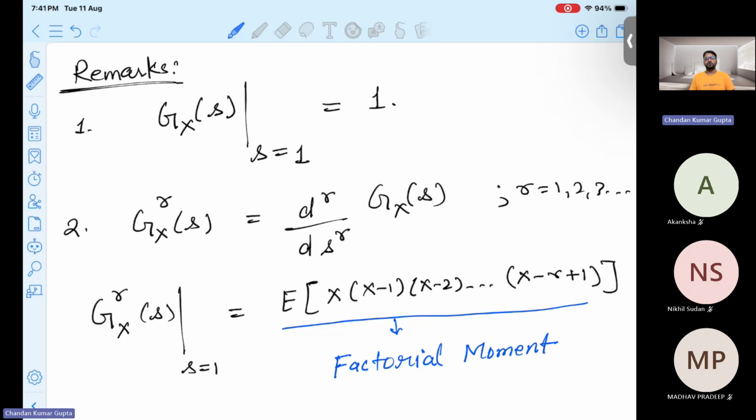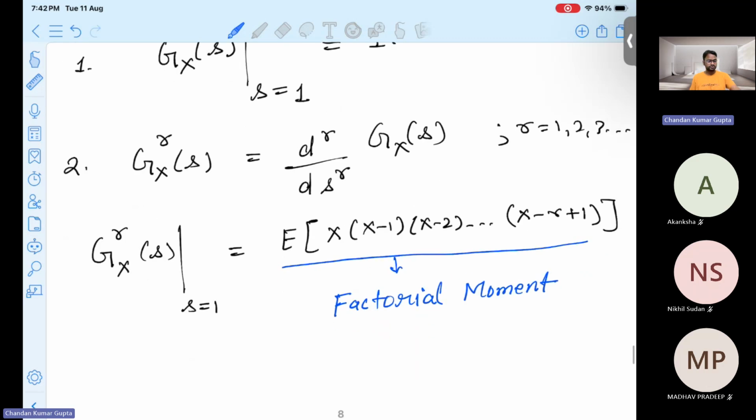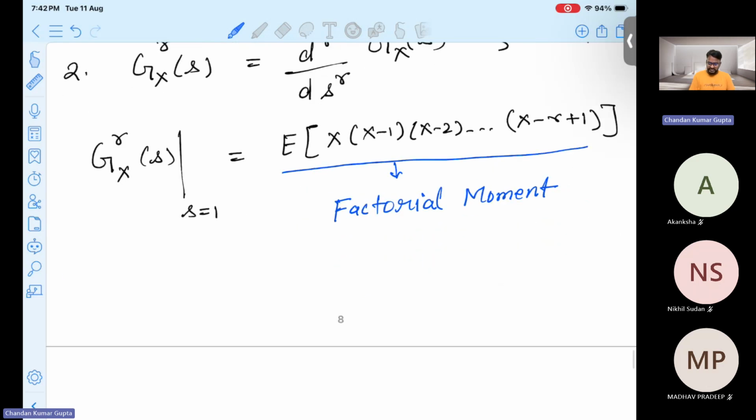For example, in the case of the binomial, when you are going to evaluate the second order moment, that is the variance of the binomial distribution, then you will use this factorial moment concept here. So this is also used.